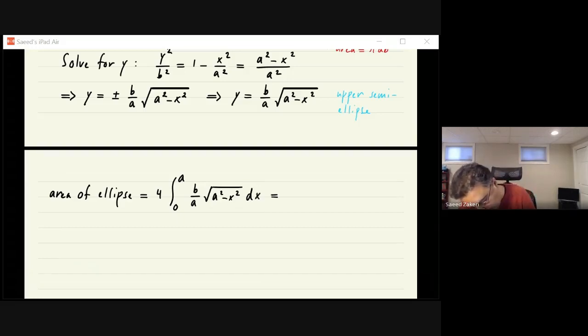which is 4b over a. B and a are positive constants, I can pull them out. Integral from 0 to a of square root of a squared minus x squared dx. So now you see that when I write the formula for this area, it leads me to this integral.